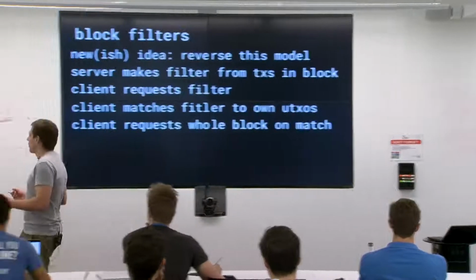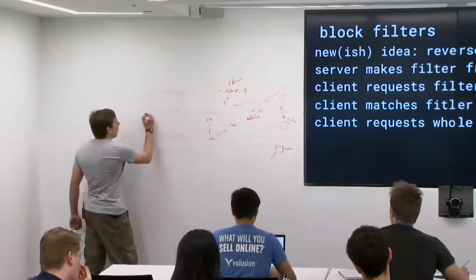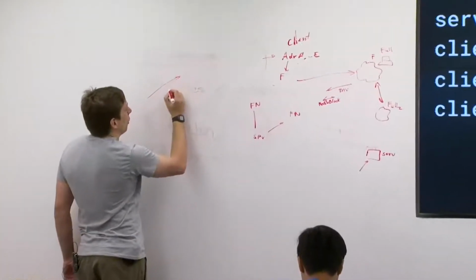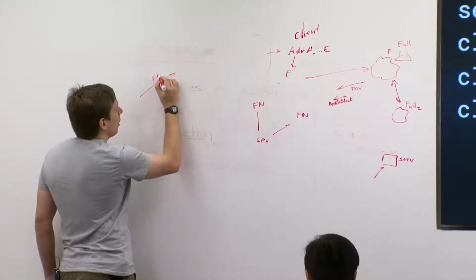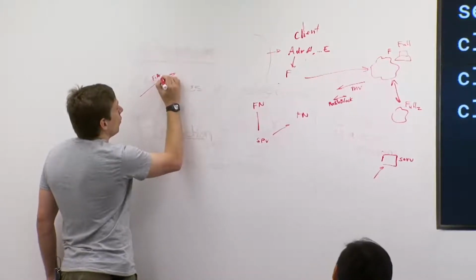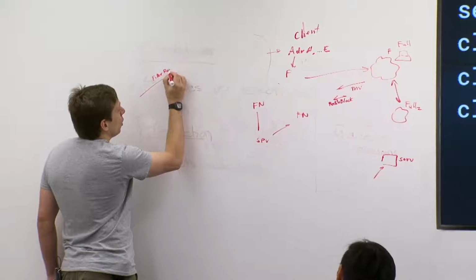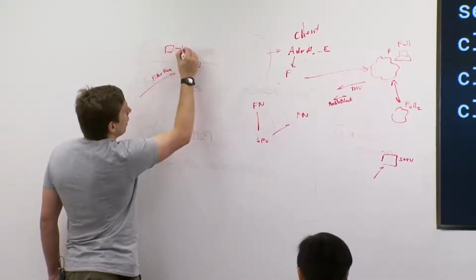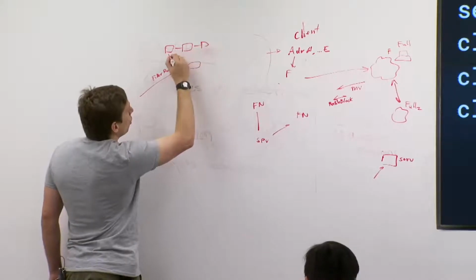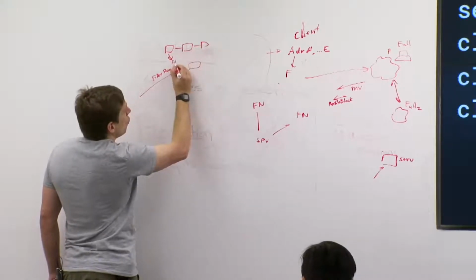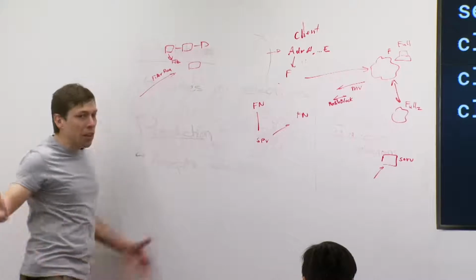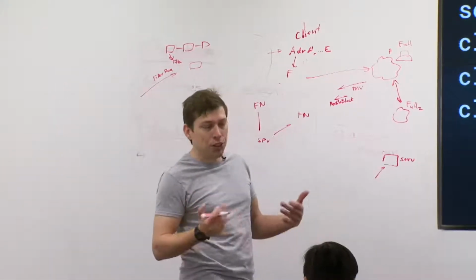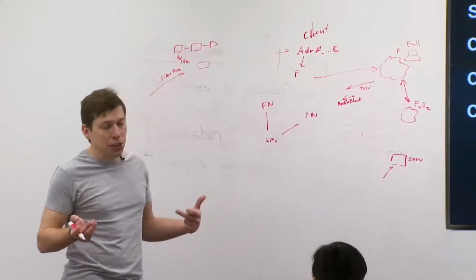Does that get the idea? So you're a client. All you do is request filters. So you say, filter please. So you have some kind of filter request. And then the full node just says, okay, for every block in the blockchain, I'm going to create a filter. Right? I take all the objects in the block, which are basically all the addresses used in every transaction, all the UTXOs spent in every transaction.